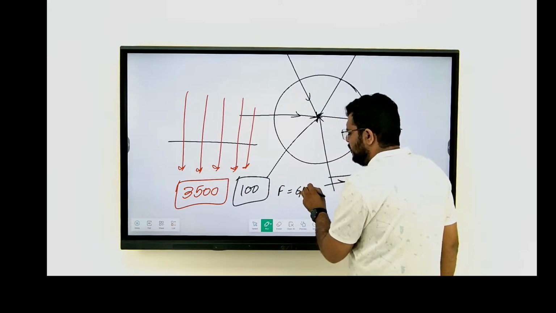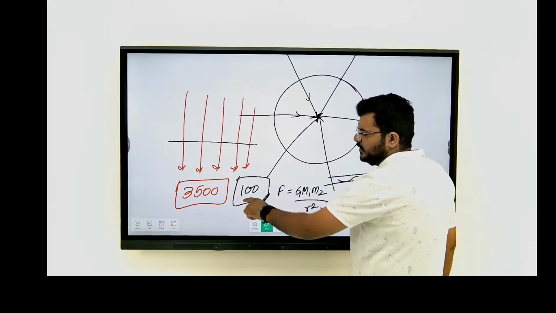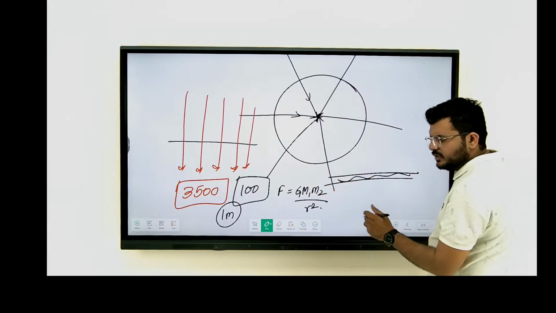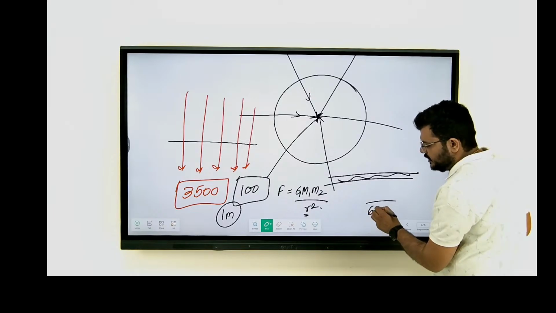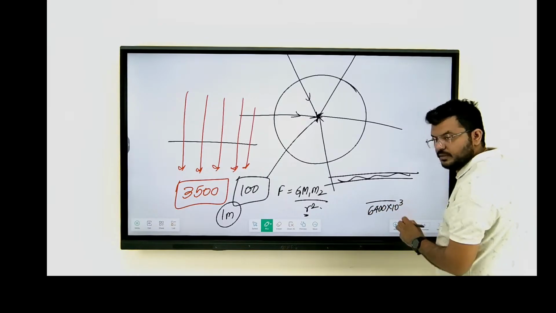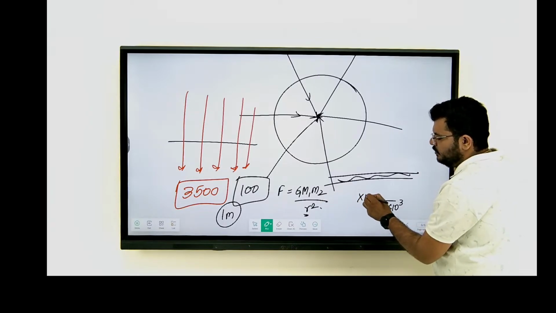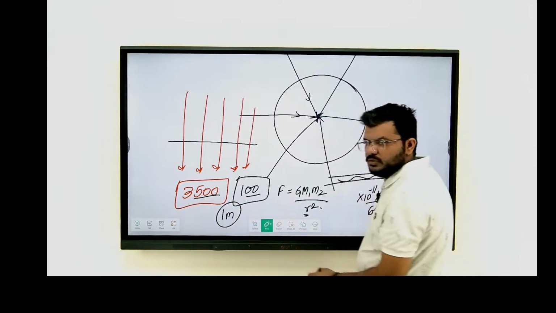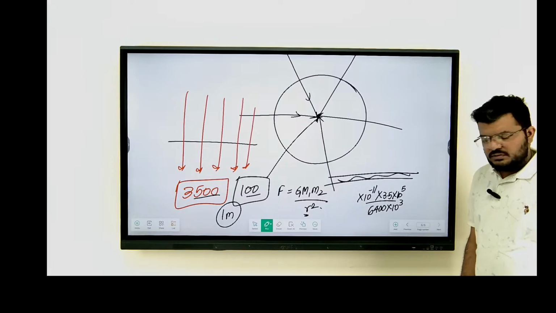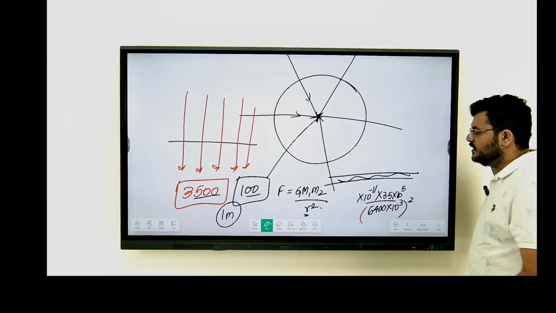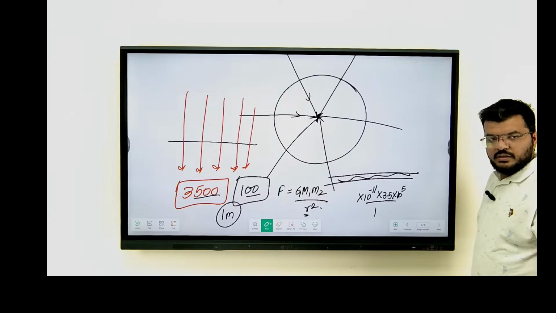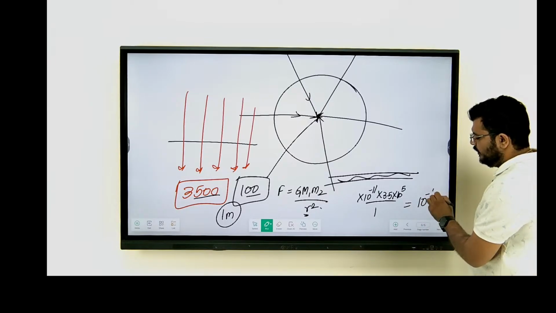F is equal to G m1 m2 upon r square, and we are standing 1 meter apart. Now even without any calculation, just simply look at this. The value of G is whatever into 10 to the power minus 11, and the masses give 3.5 into 10 to the power 5. Sorry, the distance is just 1 meter. What is the magnitude of this force? In the order of 10 to the power minus 6 Newton.